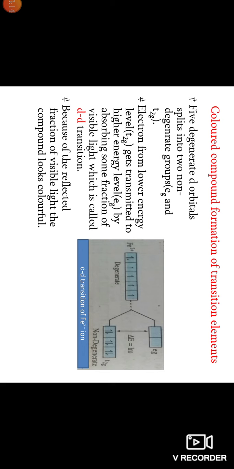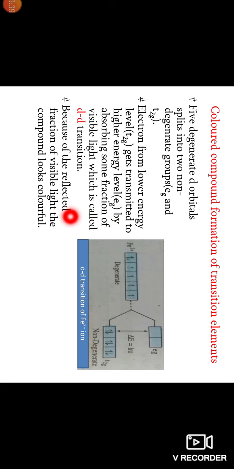By absorbing a fraction of this light, an electron jumps from a lower energy orbital to a higher energy orbital, which is called d-d transition. Because of d-d transition, a fraction of visible light is absorbed and the remaining part is reflected to our eyes.